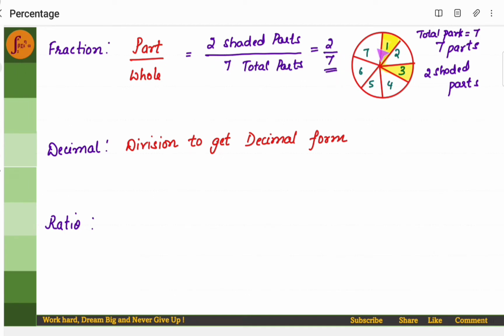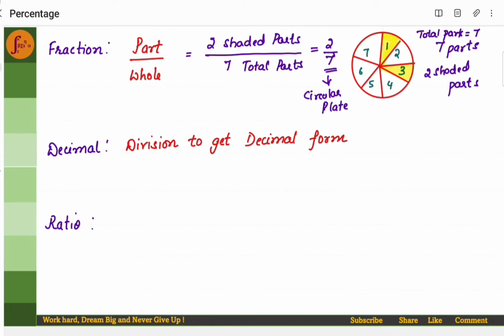The 7 is the whole. This complete circle, the 7 parts together, forms the circular plate. That's why this is called the whole. And these are just parts, 2 parts out of the total 7 parts. So this is nothing but a fraction.